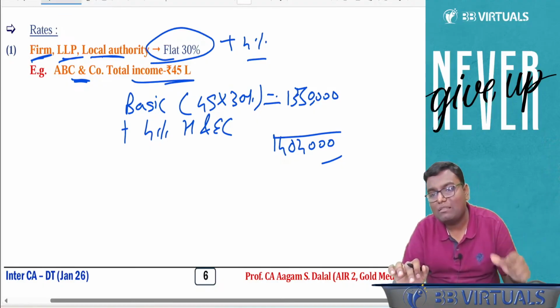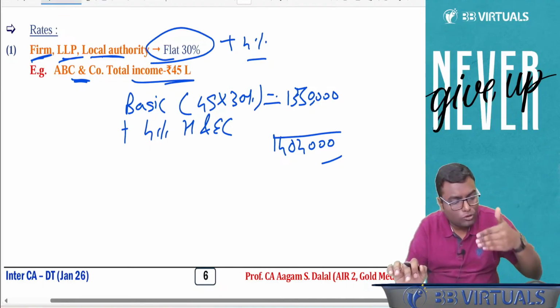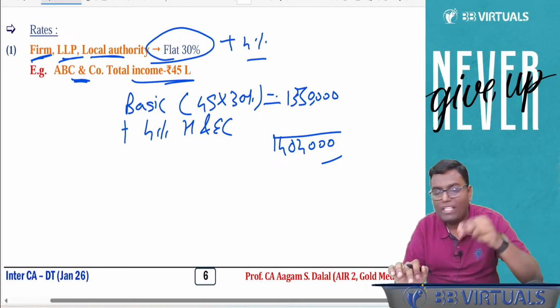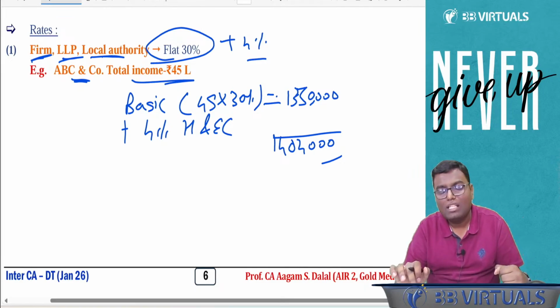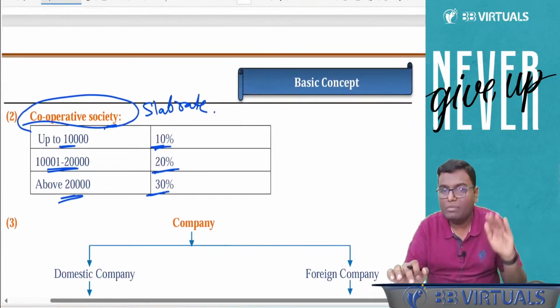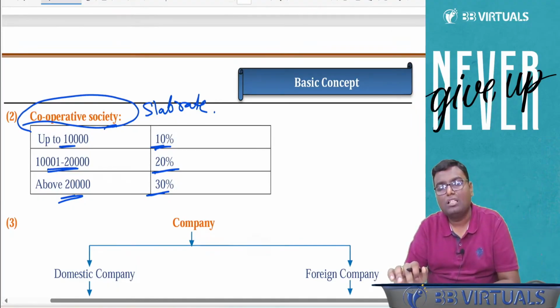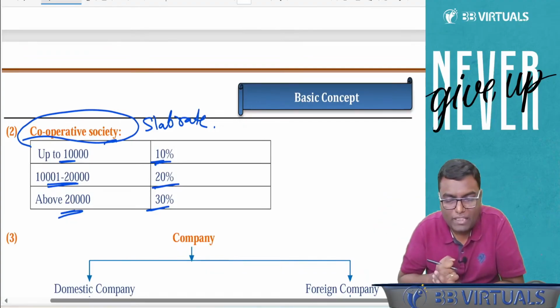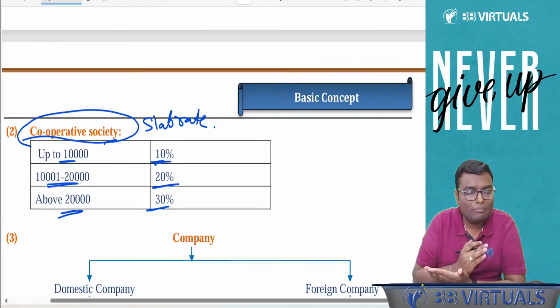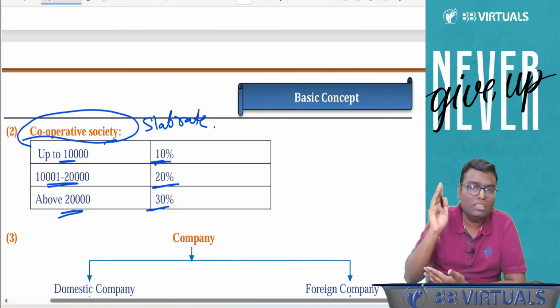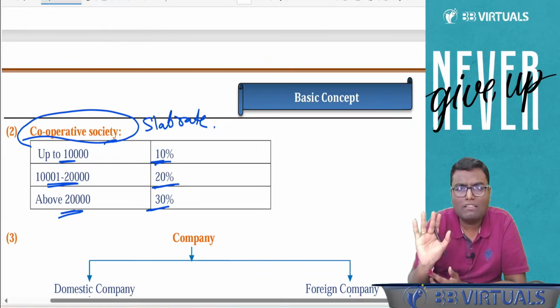The words basic exemption limit come only when up to a certain extent zero tax is applicable. Here, from the very first rupee tax is applicable. And that's why basic exemption limit is not applicable in cooperative society, nor in a partnership firm. So what is the basic tax rate of cooperative society? Up to 10,000, 10%; 10,000 to 20,000, 20%; above 20,000, 30%. Are you understanding up to now?